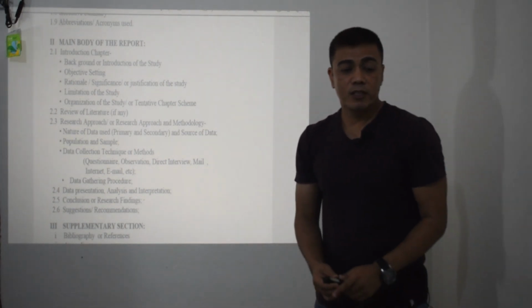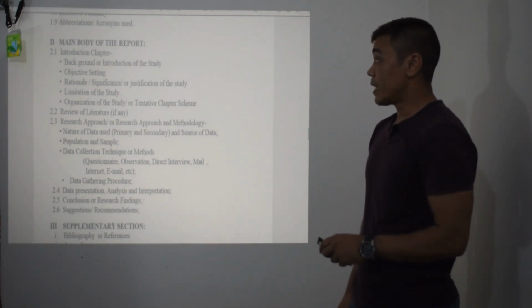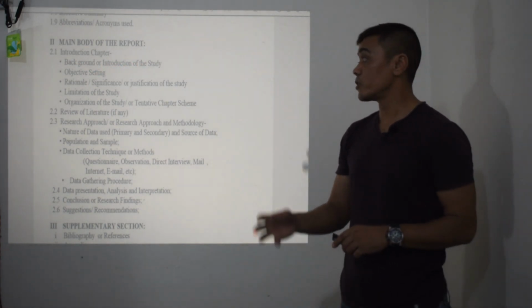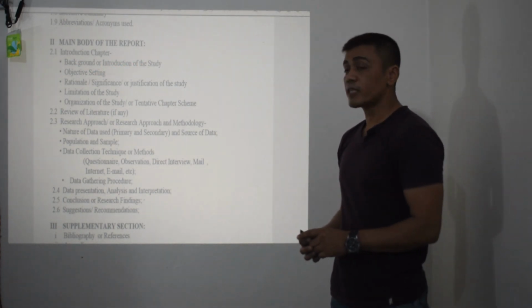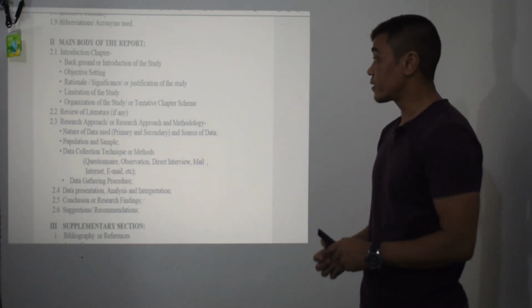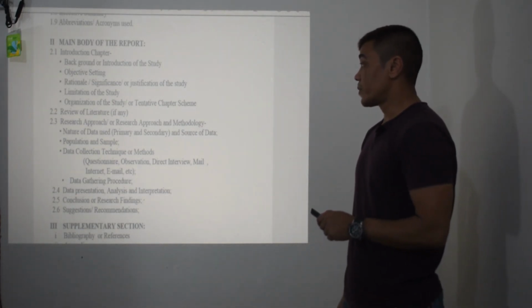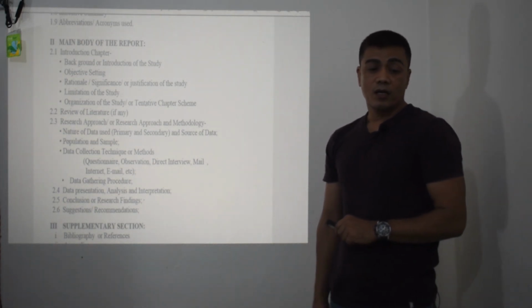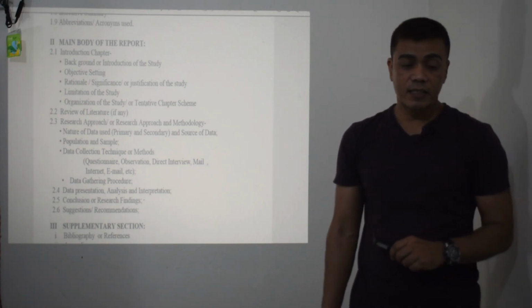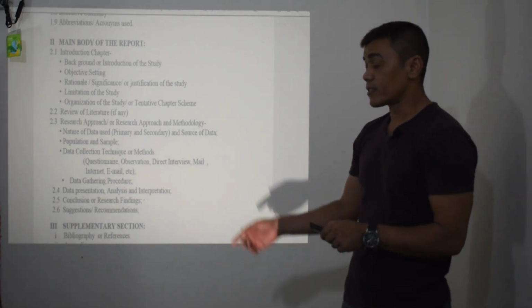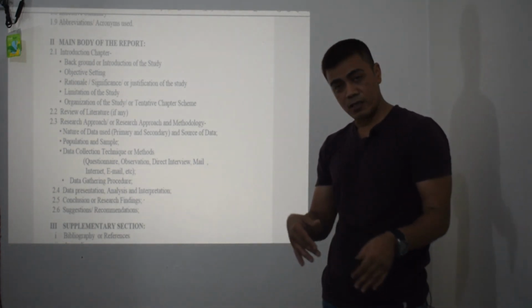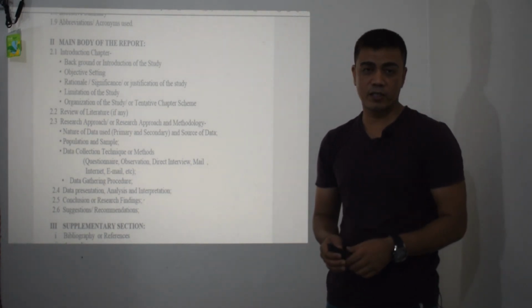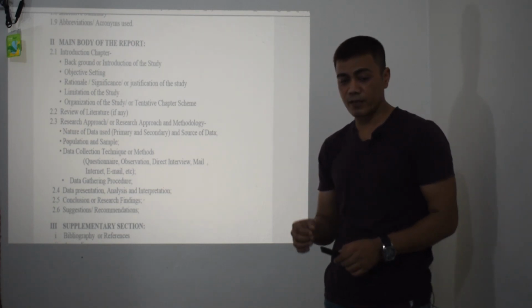Similarly, in the main body of the report, under the introduction chapter, first of all you will give the background and introduction of the study, the objective you have set for the case study, the justification of the study, limitation of the study, and organization of the study. All these things are available in the remarks just below this video, and you can get them from there.